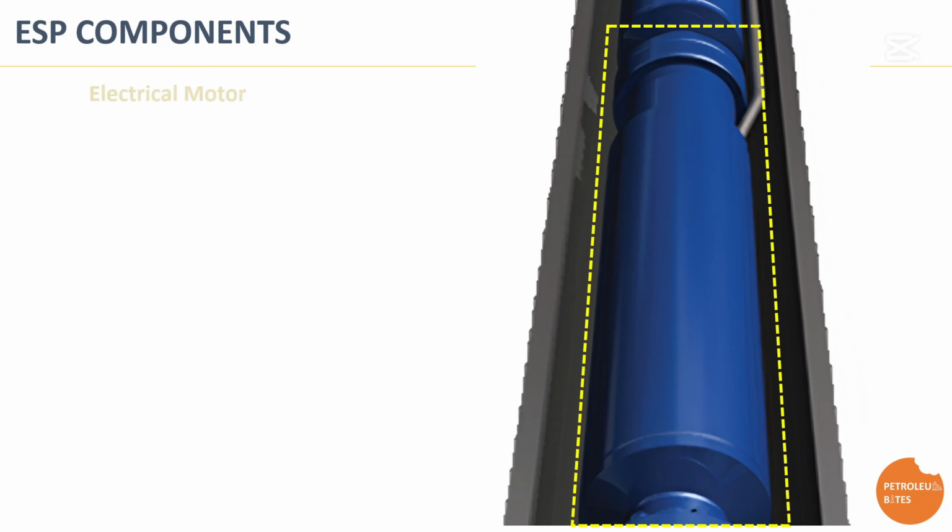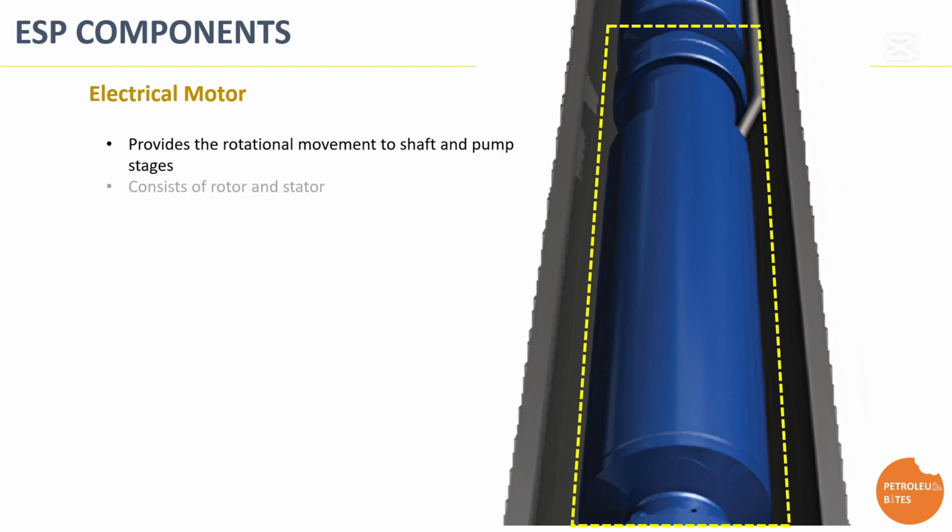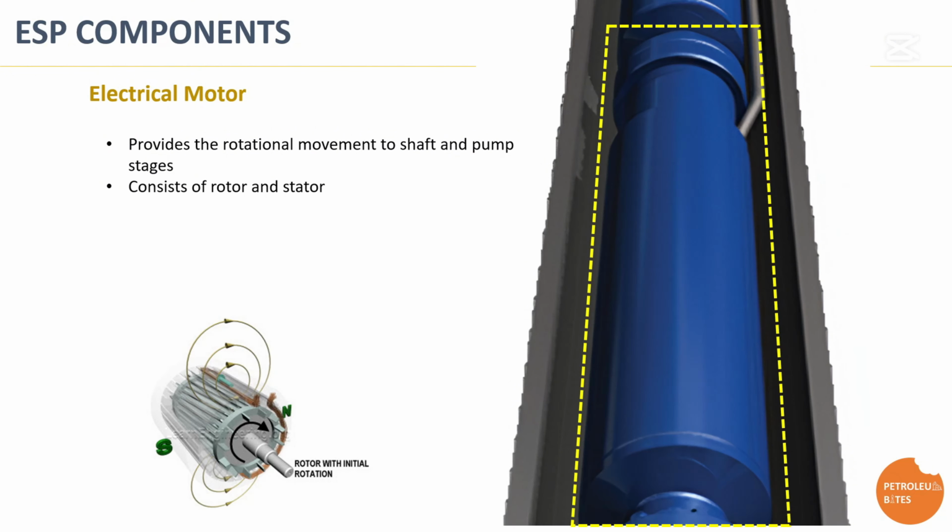The ESP motor serves as the powerhouse of the ESP system, responsible for driving the pump and delivering the rotational movement required to turn the shaft and impellers. This continuous rotation is essential for maintaining steady fluid lifting from the wellbore to the surface. The motor's operation is based on the interaction between two primary components, the rotor and the stator, through the principle of electromagnetic induction. Three-phase alternating current is supplied to the stator, generating a rotating magnetic field, inducing motion in the rotor and producing the necessary mechanical energy to drive the pump.